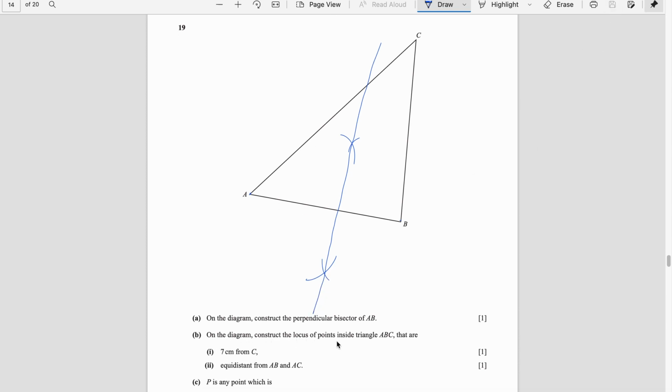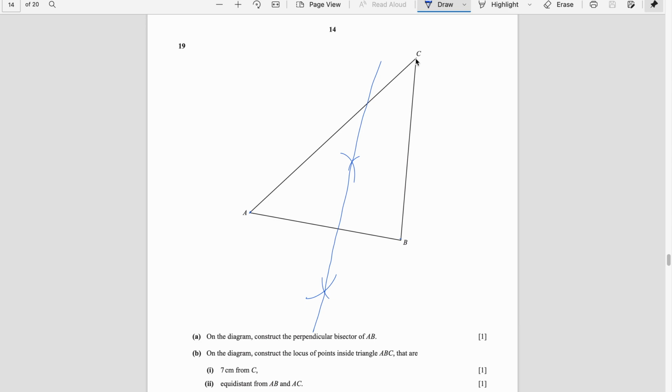On the diagram, construct the locus of the points inside triangle ABC that are 7 centimeters from C. So all you have to do is open your compass for 7 centimeters, place your needle at C and draw the arc.